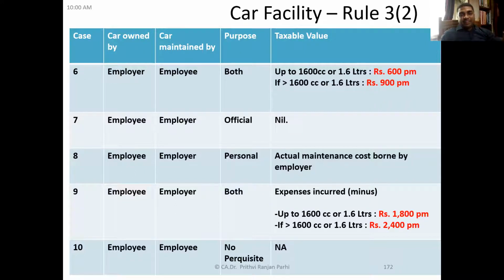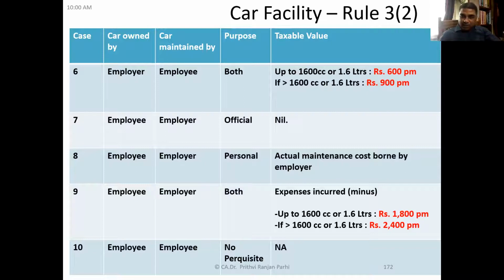Situation 9. Employee's car, employer is maintaining for both. Who is maintaining? Employer. So you have to find out how much cost employer is incurring. Minus. Then from that amount, we will be deducting either rupees 1800 per month or rupees 2400 per month. It depends whether the car is a small car or a big car.